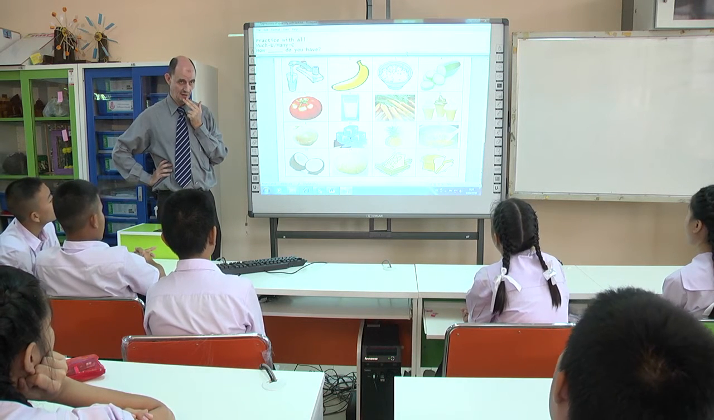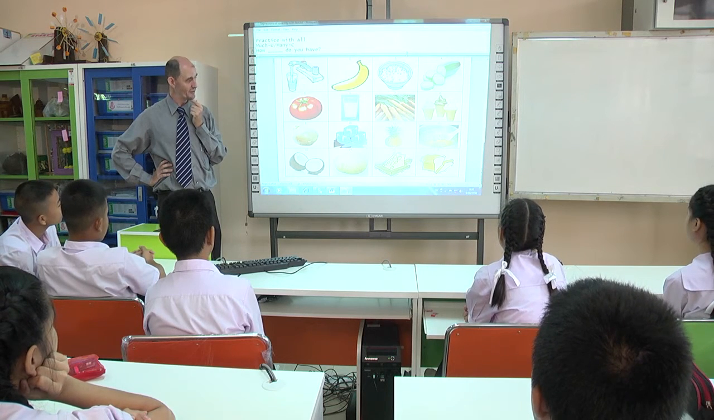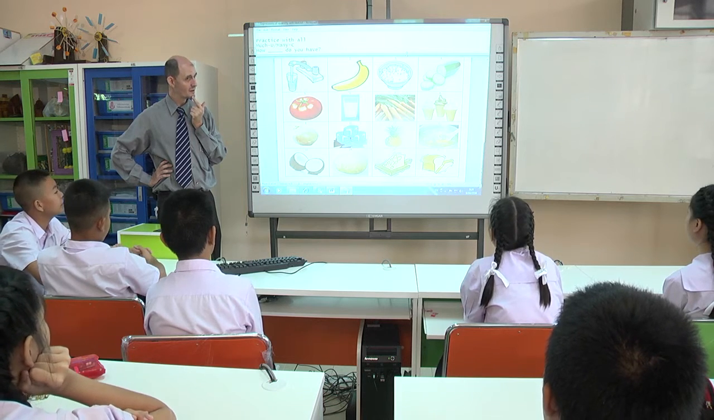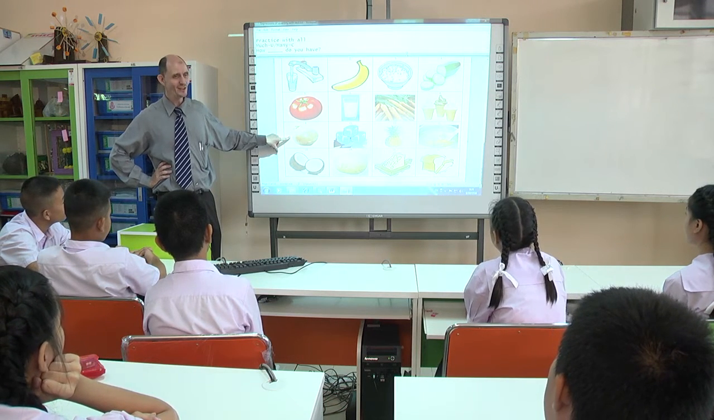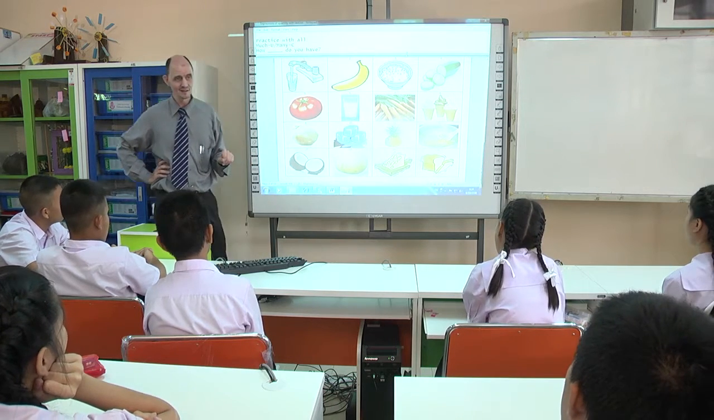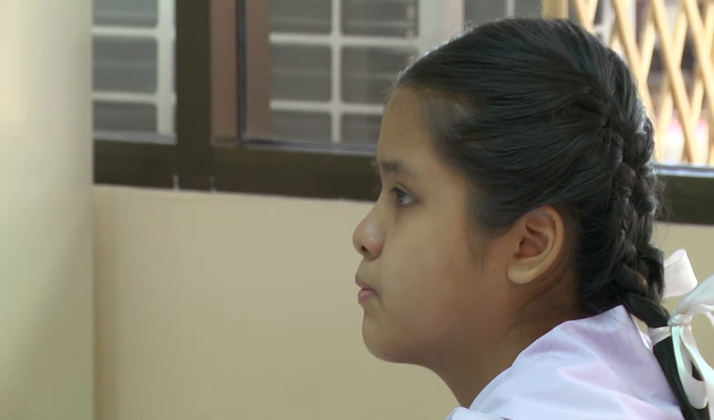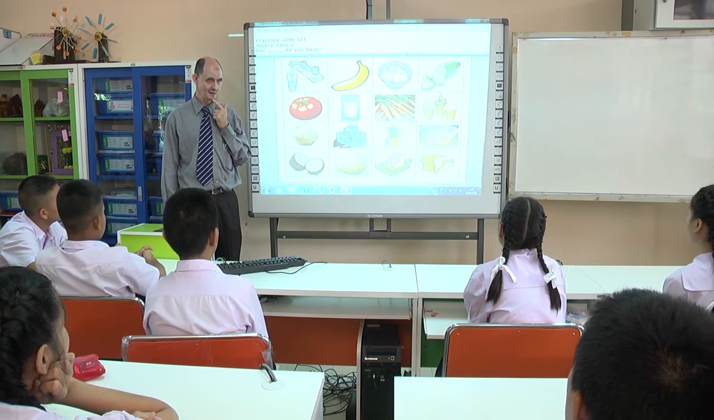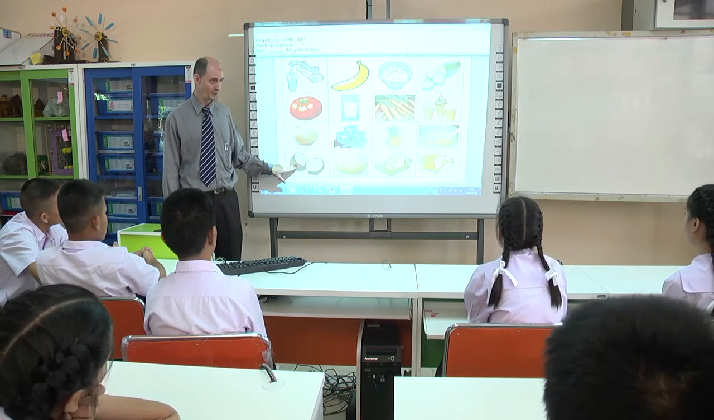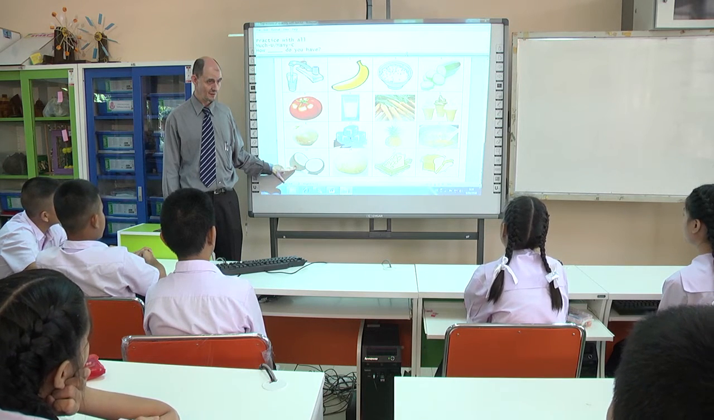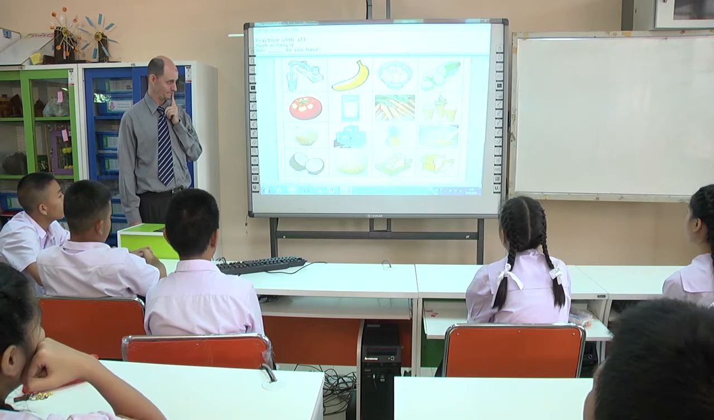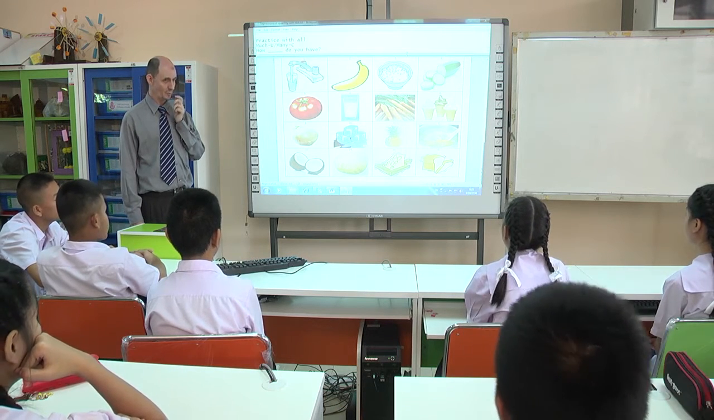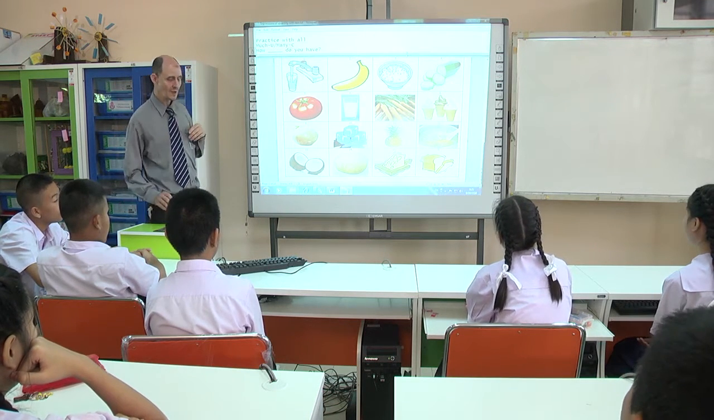Good. 7. How many carrots do you have? Number 8. How much ice cream do you have? Good. Number 9. How many onions do you have? Number 10. How much ice do you have? Good. Number 11. How many pineapples do you have? Good. Number 12. How much soup do you have? Number 13. How many coconuts do you have? Good. Number 14. How many potatoes do you have? Good. Number 15. How much cheese do you have? Good. Number 16. How much bread do you have?